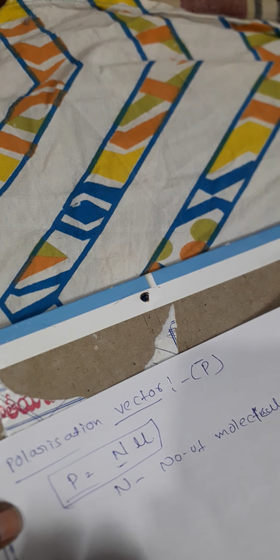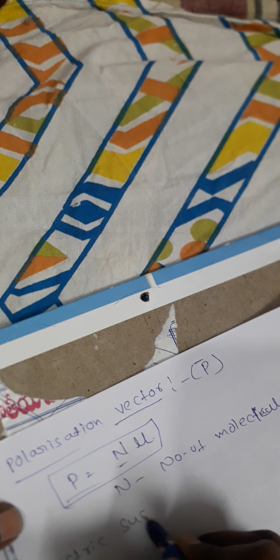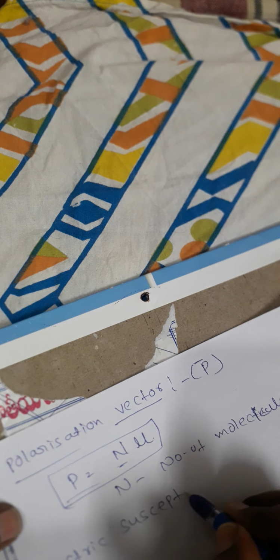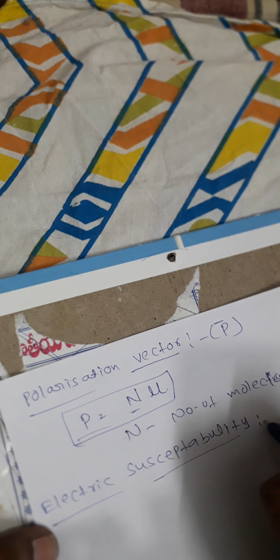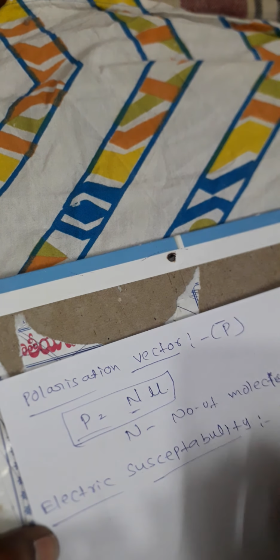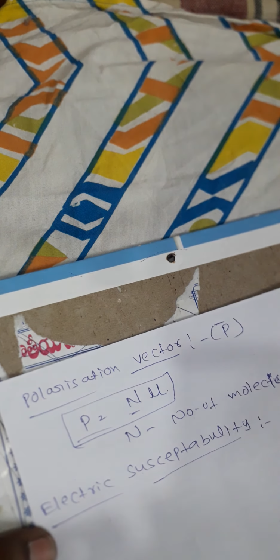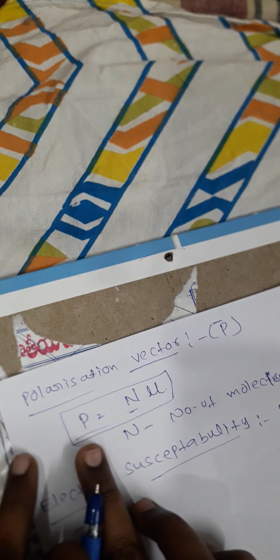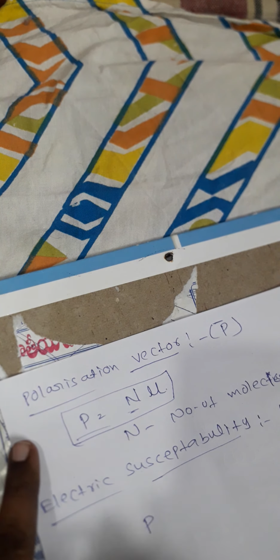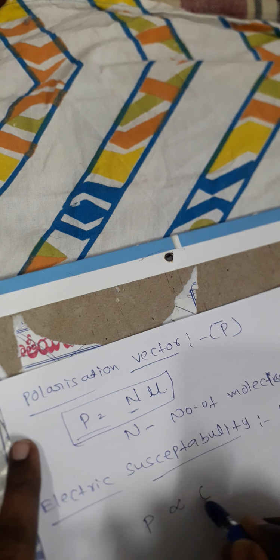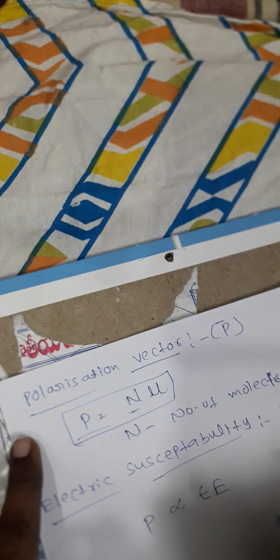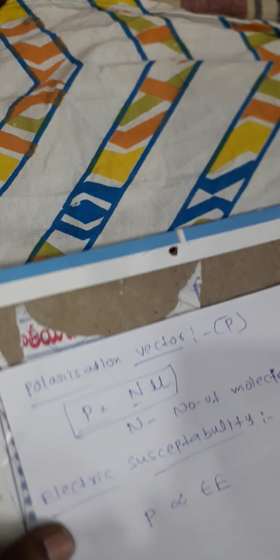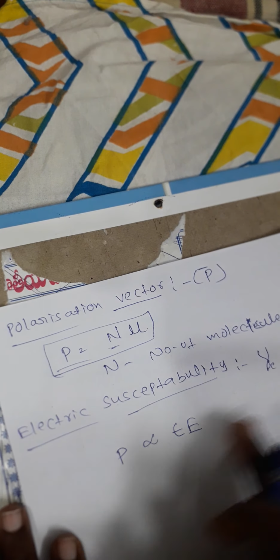Now the next definition is electric susceptibility. This electric susceptibility is denoted by Xi E. Here, the polarization vector P is directly proportional to the product of the permittivity and the applied electric field. This is nothing but electric susceptibility.